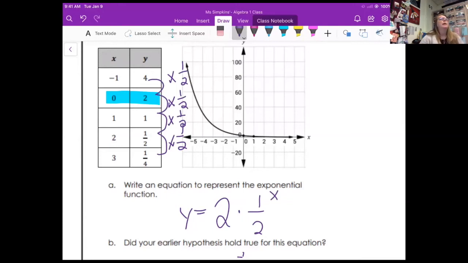What if it was multiplying by 1/3? Are you going to put 0.3 repeating in your equation? No, you're going to put 1/3. So I would appreciate it if you were just consistent with your fractions.